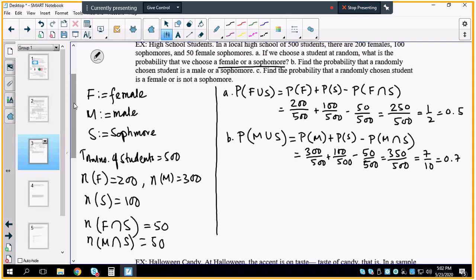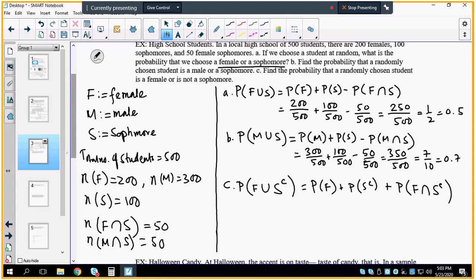The third one is asking me, find the probability that a randomly chosen student is a female or is not a sophomore. So this is interesting. See how I write it. Probability of female or not a sophomore, where S^C is sophomore complement, is not a sophomore. Well, so I'm going to find out how many females there are to get probability of female plus probability of not sophomore, how many of them are there, minus probability of female and not sophomore, how many of them are there. So let's find them out first.